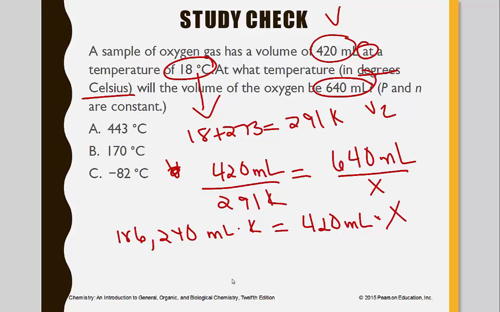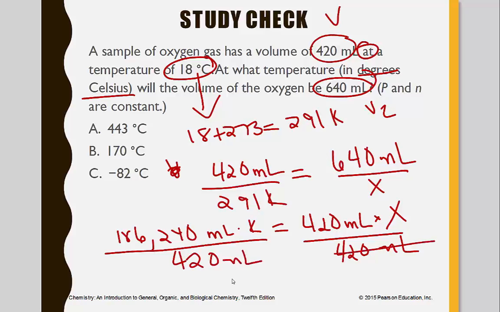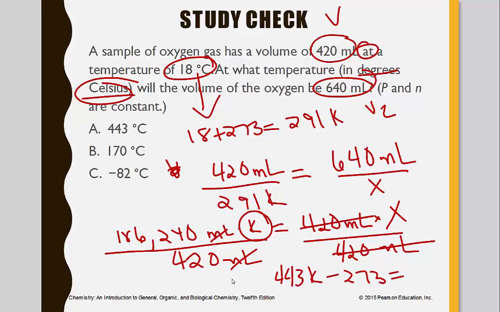So I want to get X by itself, so I'm going to divide both sides by 420 milliliters. The 420 milliliters cancel out. The milliliters cancel out. That leaves us with kelvins. So 186,240 divided by 420 comes out to be 443 kelvins. However, it's asking for Celsius. So I need to subtract 273 to get it back into Celsius. And that is 170 degrees Celsius.